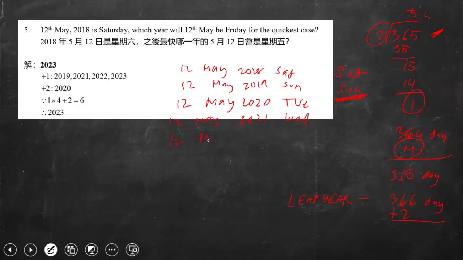And then we're gonna continue on until we have Friday, because we're looking for this, right? Which year will 12 May be Friday? So let's continue until we get to 22. And 12 May 22, Friday. So as you can see, if you count from the year 2018 up to 2022, this date is gonna be Friday again.